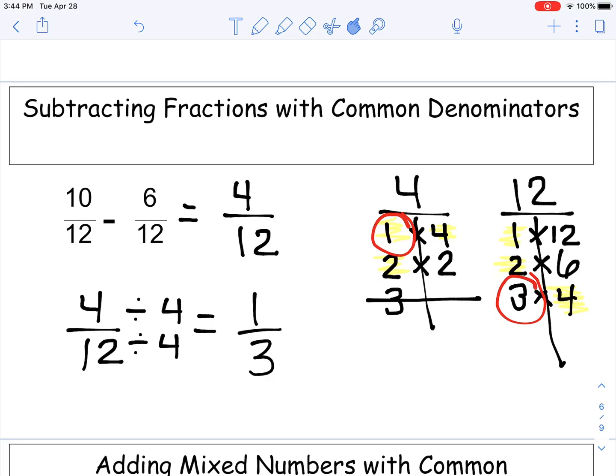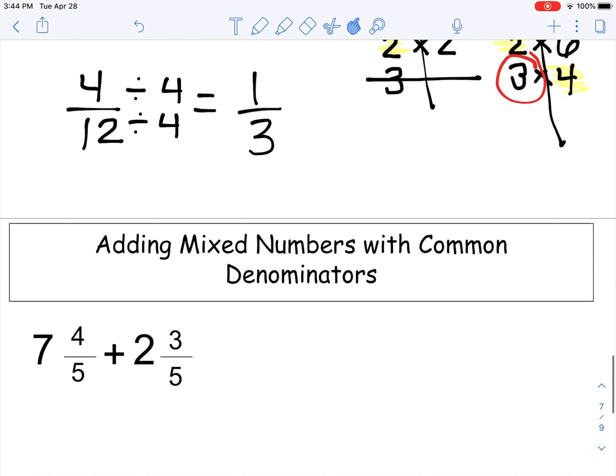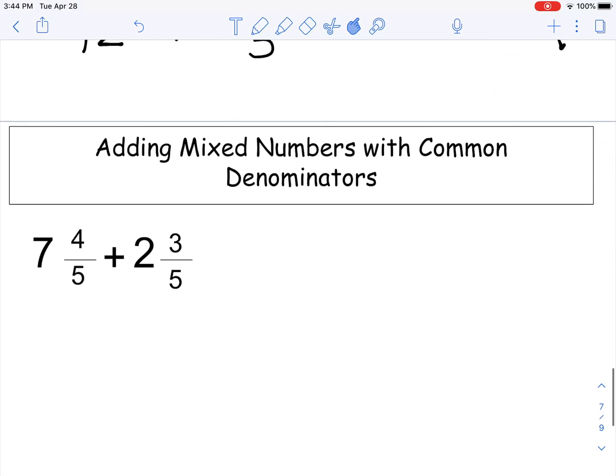All right, so you're going to do some subtraction of fractions, and then you're going to do some adding mixed numbers with common denominators. So this is just like what we did with adding fractions, except now we have a whole number that we have to take into account. So we know that they both have 5, so we're going to keep the denominator. We're going to add our numerators, so 4 plus 3, 7. And then the only other thing we need to remember is we add our whole numbers. So 7 plus 2 is 9.